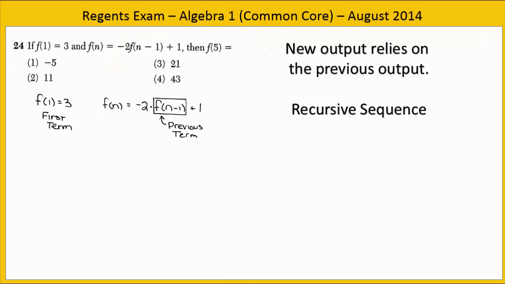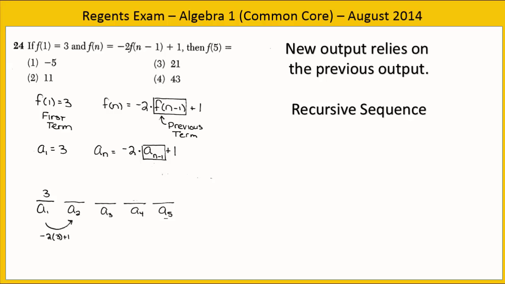We're told f of 1 equals 3, that's our first term. F of n is negative 2 times the previous term plus 1. We wrote that using slightly different notation in class, but it means the same thing. In either case, we have a sequence. The first term is 3. To get the next term, negative 2 times the previous term plus 1.